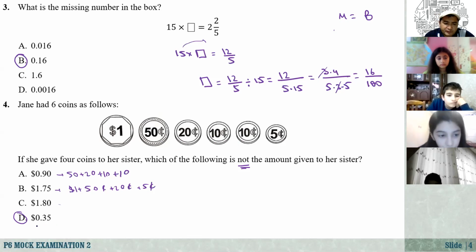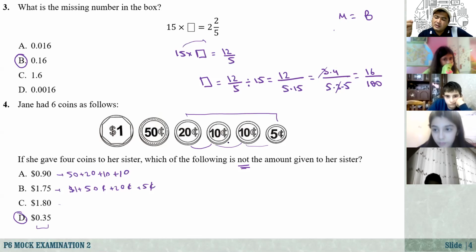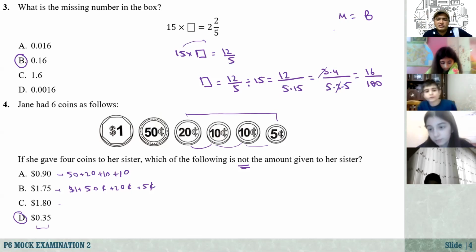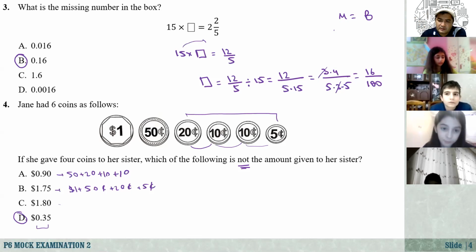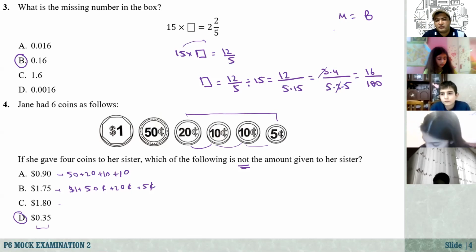But 35, that is the smallest amount. Even if you just pick the smallest coins here, right? The smallest ones are these. So that is 20 plus 10, 30, 30 plus 10, 40, 45. Even if you just give the smallest coins to your sister, their value is 45 cents. So using any 4 coins from these coins, we cannot make $0.35. So D actually, what is the question? Which of the following is not the amount given to her sister? So this 0.35 is the amount that cannot be formed by using any 4 coins from these coins.